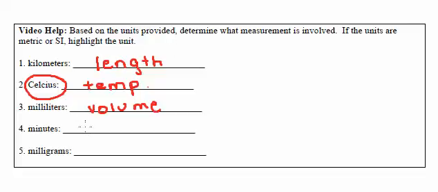Minutes, if I have the units minutes, I'm talking about a measurement of time. However, the SI and metric units for time are both seconds, so I'm not going to highlight this. The last one is milligrams. Well, grams, I know, are a unit of mass, the amount of matter that a substance contains. And for mass, the metric units are grams and the SI units are kilograms.